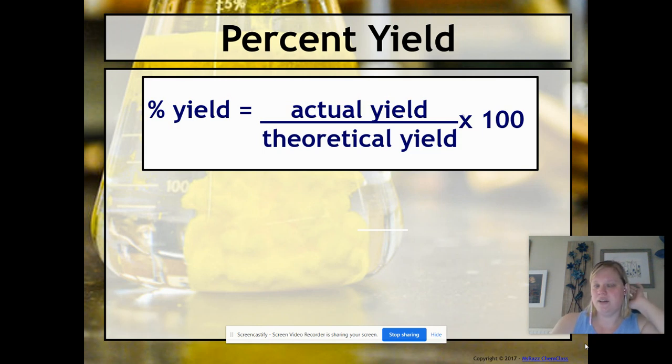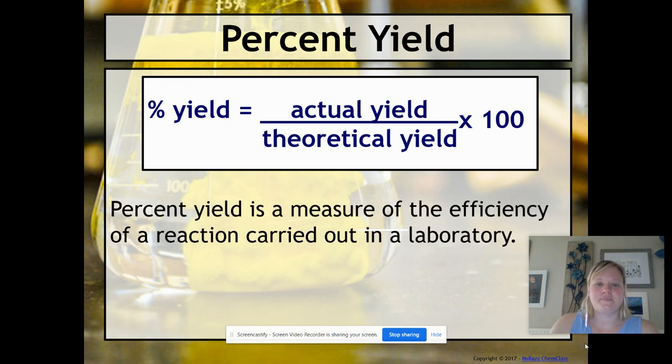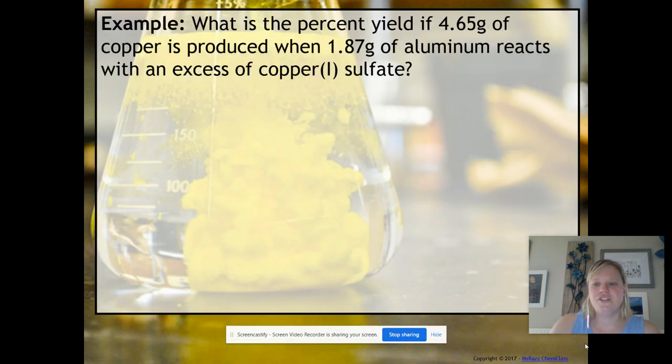So this is our equation. Percent yield equals our actual yield over our theoretical yield times 100. Percent yield is a measure of the efficiency of a reaction carried out in a laboratory. So let's just jump right in.